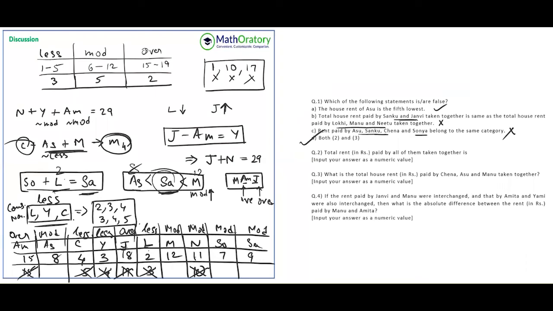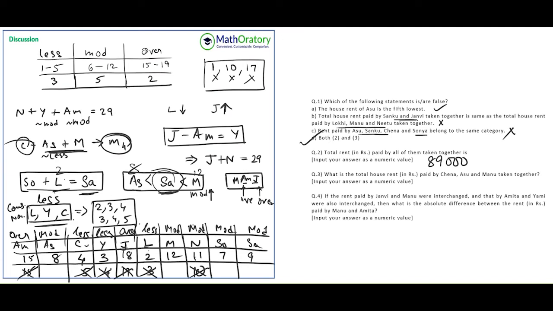Let's look at question number 2. Total rent paid by all of them taken together. So you have to add it up. So 15 and 8 is 23, 27, 30. These two is 20, so 50. 50 and this is 62, 73, 80 and 89. So this is 89, but don't forget the 1000 when you're entering these numbers. So everything we have done is divided by 1000. So this is 89,000.